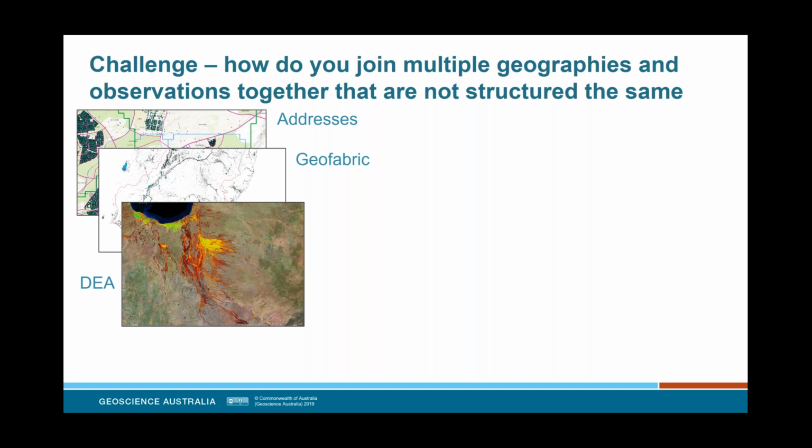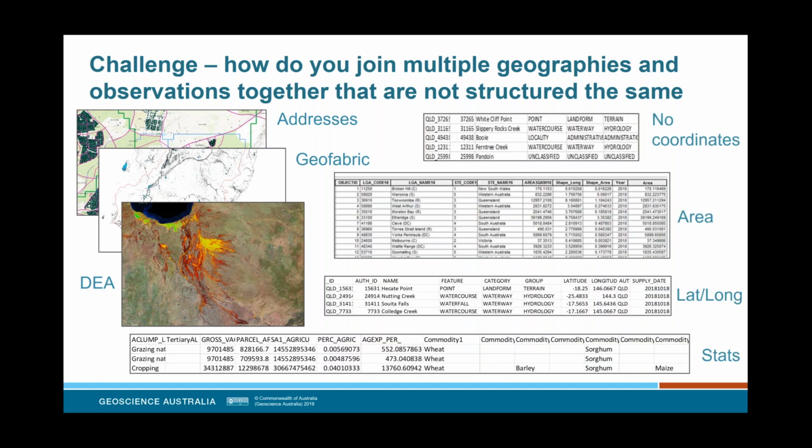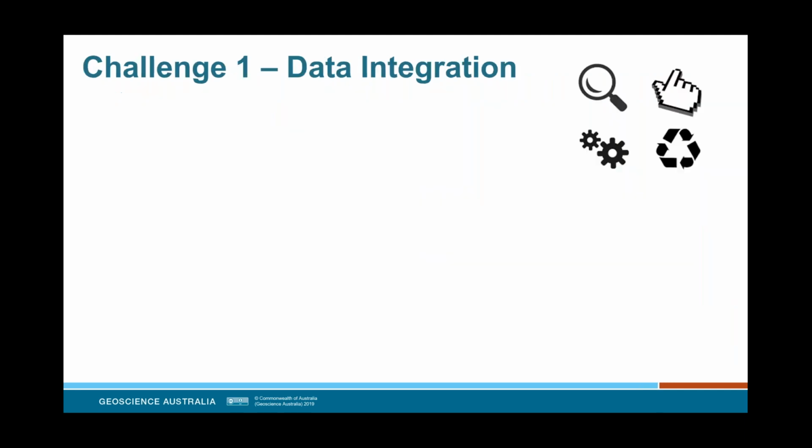But on top of that, we also have non-spatial and spatial information in tables. And this information also provides important contextual information, particularly around the Earth observations, which is changing the way in which we're describing much of our data. So challenge one, data integration.